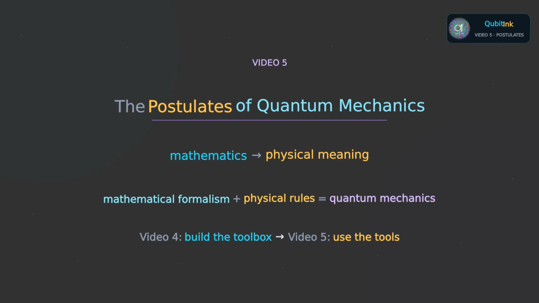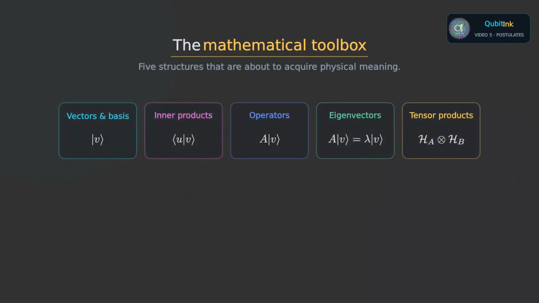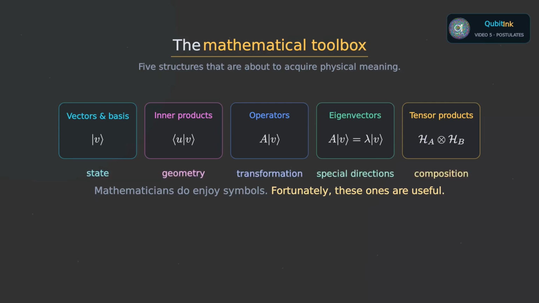So, before introducing those rules, let us quickly remind ourselves what is already in the toolbox. We have vectors and bases, inner products, linear operators, eigenvectors and eigenvalues, and tensor products. None of these ideas was included simply because mathematicians enjoy collecting symbols. Although, admittedly, they do seem quite good at it. Each of these objects is about to take on a very specific role in quantum mechanics.